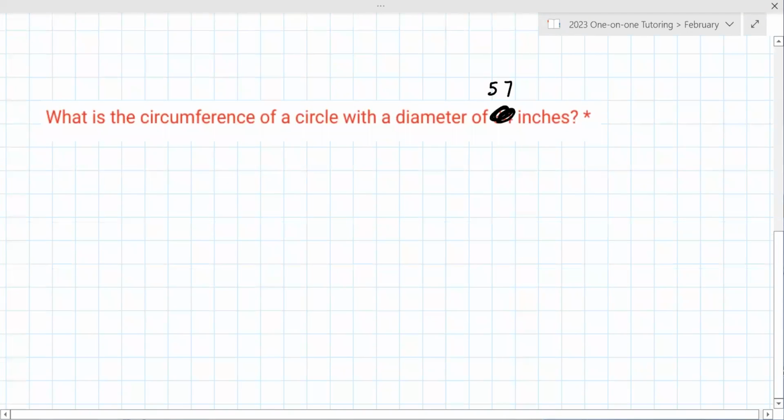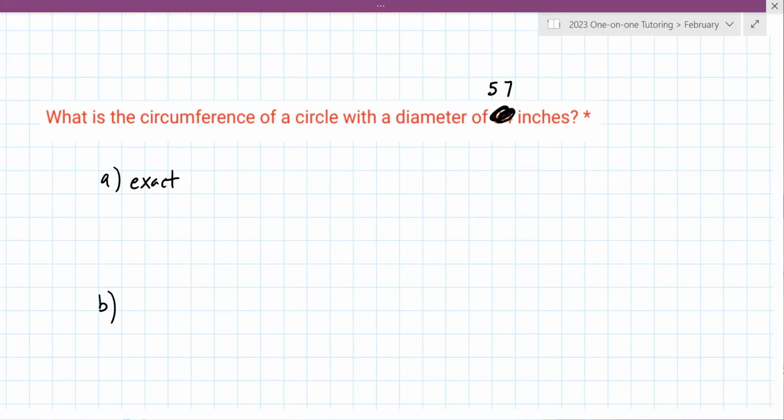Okay, so I want the exact answer, and then I want you to approximate. So go ahead and give me the exact answer here, and then approximate. If we're doing circumference, yes. And then times 57. Okay, I'm going to rewrite that.